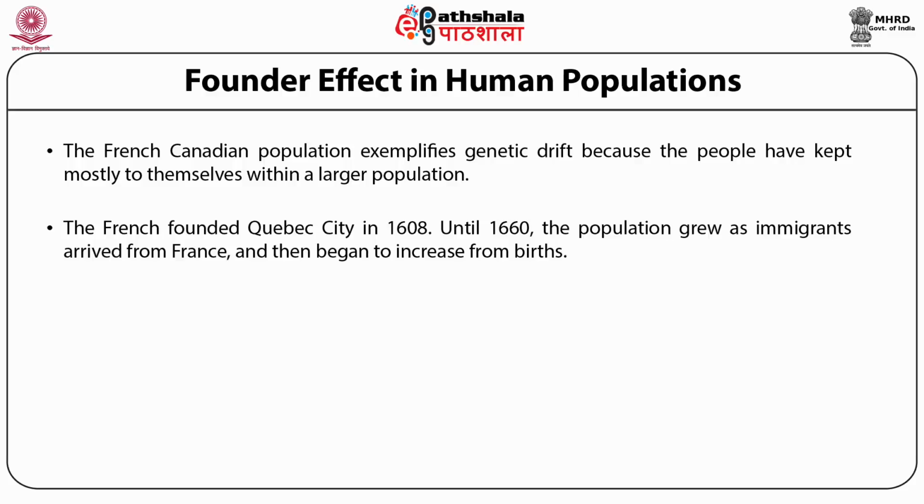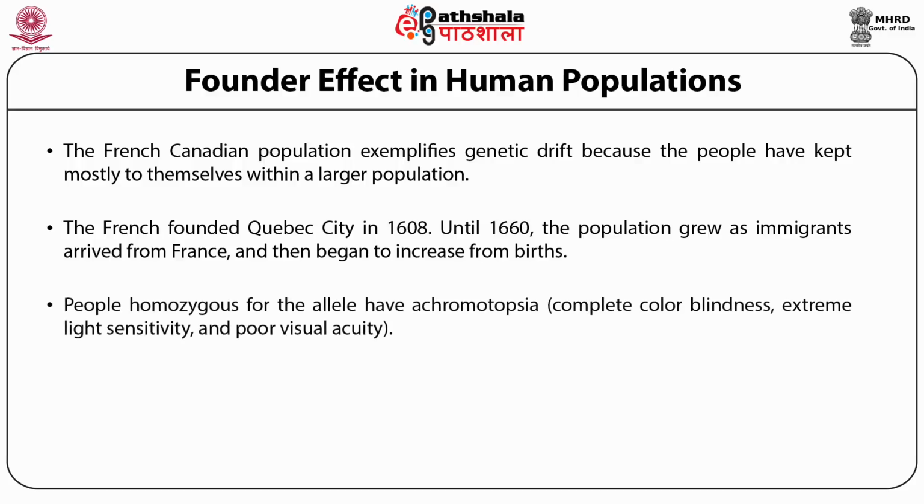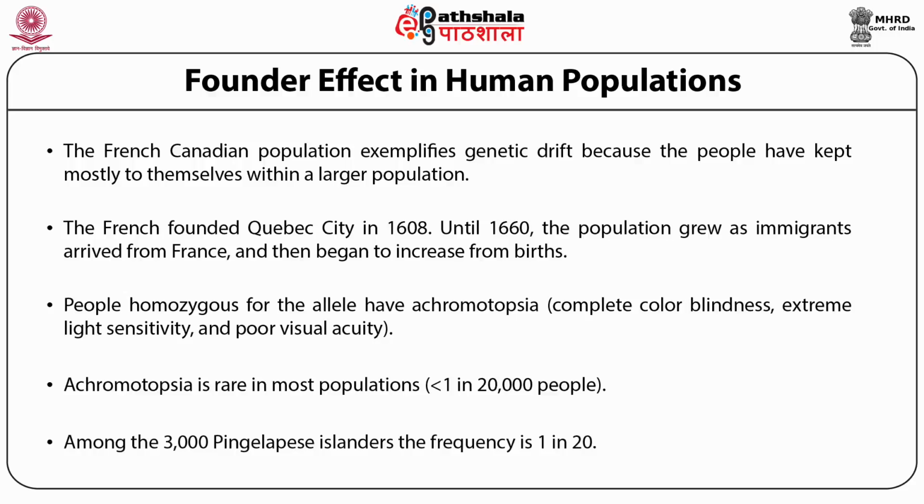So overall, the basic idea behind this is that people homozygous for the allele have achromatopsia, that is complete color blindness, extreme light sensitivity, and poor visual acuity. Achromatopsia is rare in most populations, less than 1 in 20,000. And among the 3,000 Pingelapese Islanders, the frequency is 1 in 20. This is the whole idea behind this.